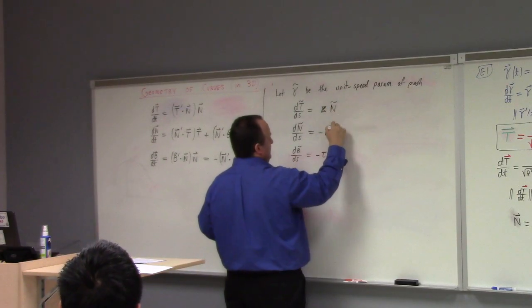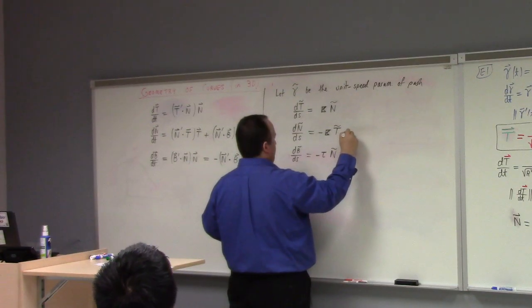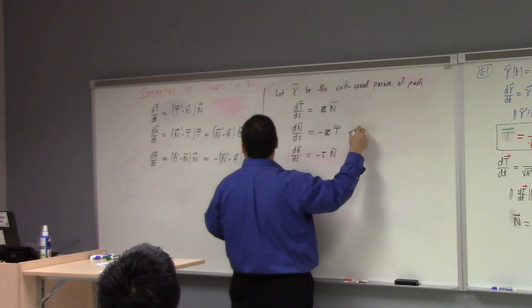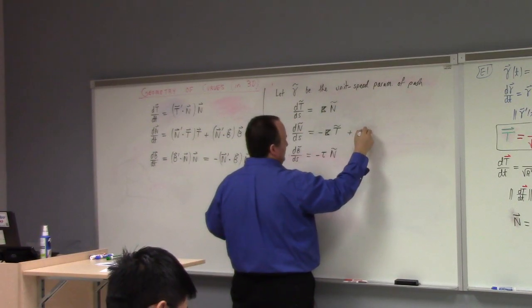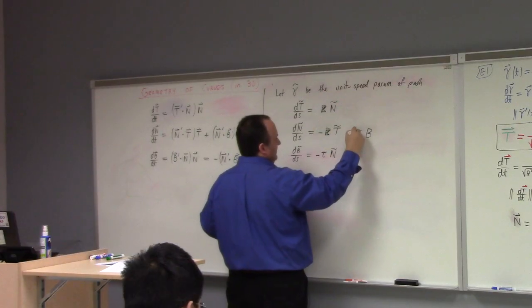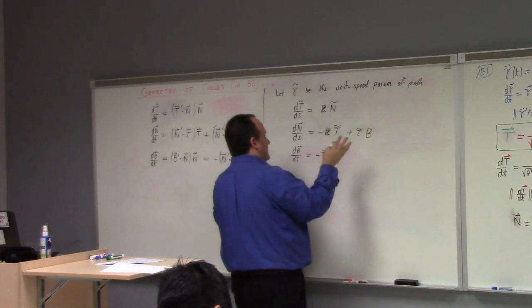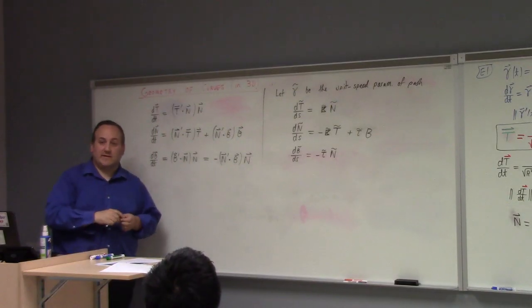I'm sorry, guys. Tilde, tilde, tilde. And if you want to, you could probably put tildes on the kappa and the tau too. I'll add some tildes. Tildes for everyone. So here the tilde is just indicating that these are the quantities parameterized with respect to arc length. Yes, sir?